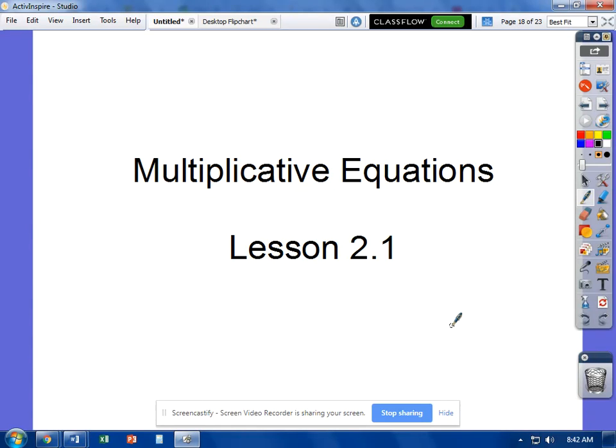Today we're going to be talking about multiplicative equations, which is lesson 2.1 in your Go Math book. If you remember, multiplicative equations, that's a mouthful, is when we go from equations using numbers to equations using words. So we have some examples of those, going from words to numbers and from numbers to words. So let's go ahead and get started.